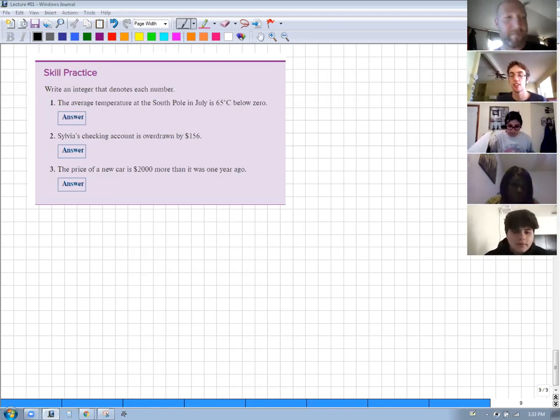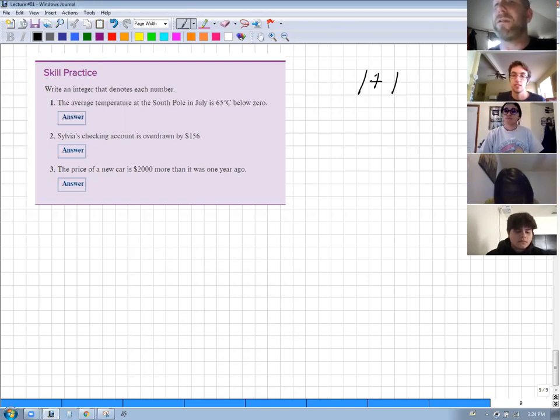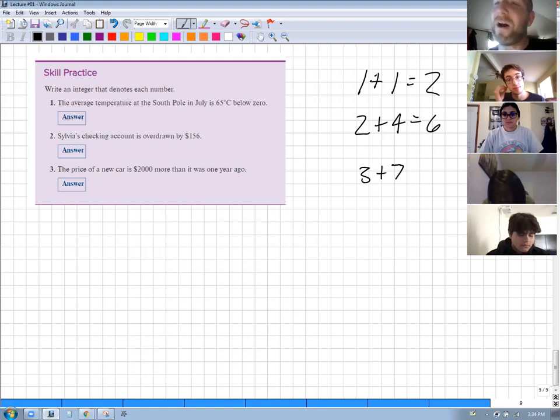That's why, when I do my homework, I will take away the letters, the variables, and then I will just focus on the numbers so that I can be less confused. See, like, we do things like this. We say 1 + 1 = 2, right? We might say 2 + 4 = 6, right? We might say 3 + 7.5 = 10.5, right?